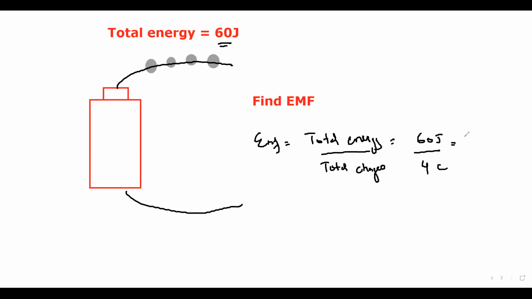We will get 15 joules per coulomb, or we can also say 15 volts. Volts has the same meaning as joules per coulomb. So the EMF of this battery is 15 V. It means when one charge is coming out, the energy that charge is carrying is known as 15 joules per coulomb, or we can also say 15 volts.